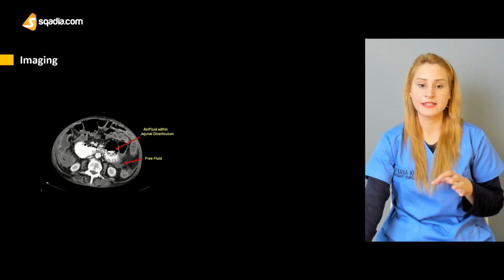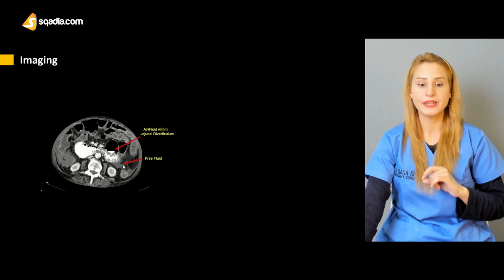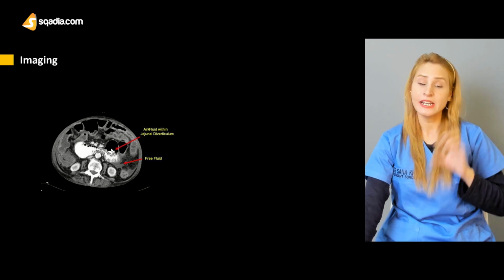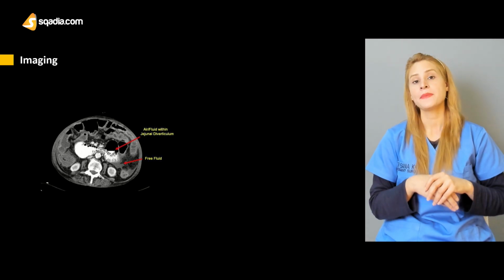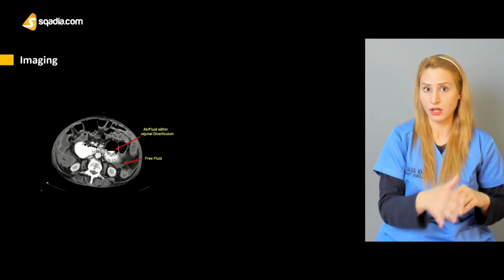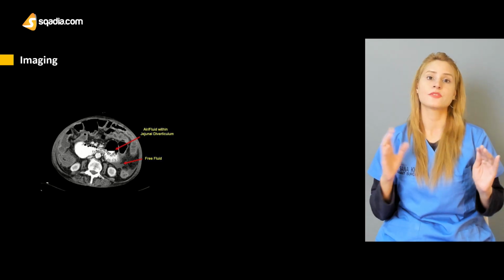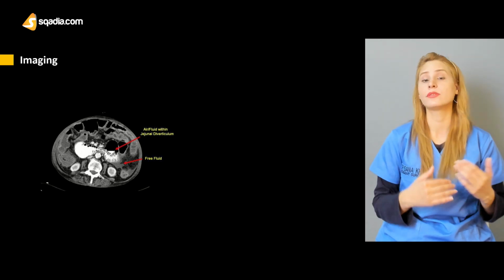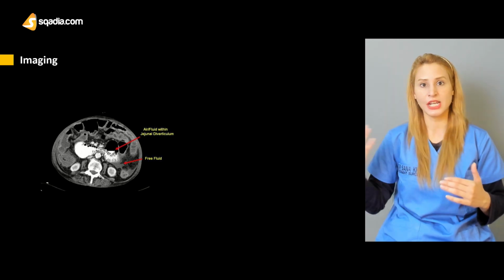If there is free fluid, you can see around the jejunal loop there is presence of free fluid, and at the top there is an air fluid level. You can get this air fluid level if there is a perforation of the wall of the jejunum, duodenum, or anywhere the diverticulum is present. So you are going to look for air fluid levels in the abdominal x-rays, the contrast imaging, and the CT imaging.